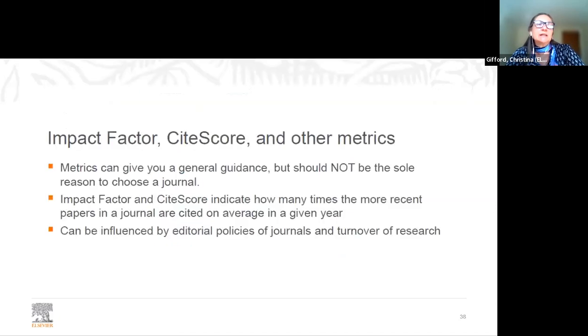Many people select journals just based upon impact factor or CiteScore. These metrics can give you a general guide, but should not be the sole reason to choose a journal. Impact factor and CiteScore indicate how many times the most recent papers in a journal are cited on average in a given year. And they can be influenced by editorial policies of journals and turnover of research. So this should not be the only parameter you use. It's certainly helpful to see a high impact factor or high CiteScore, but it should not be the only consideration.